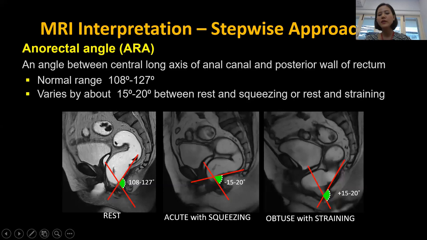Anorectal angle is an angle between the central long axis of the anal canal and the posterior wall of the rectum. Normal range is roughly about 110 to 130 degrees. In healthy patients, the ARA becomes more acute during squeezing and more obtuse during defecation, about 50 to 20 degrees.